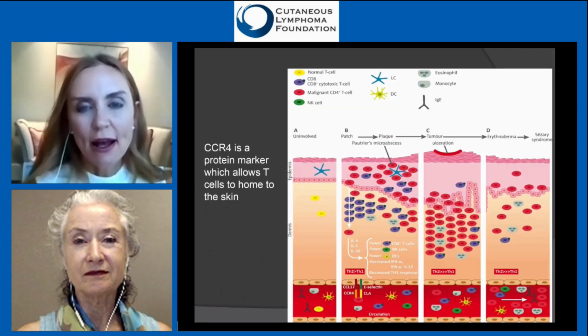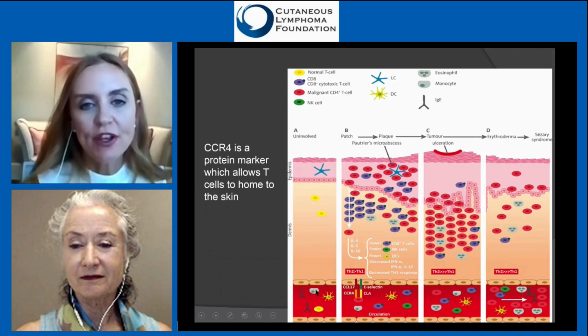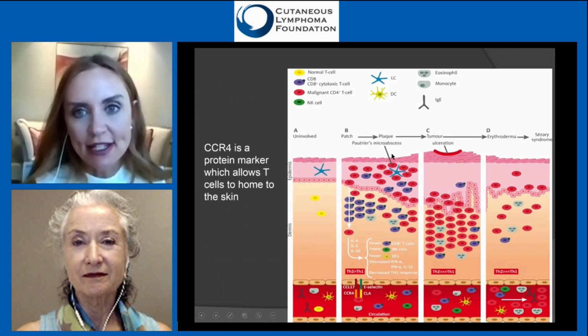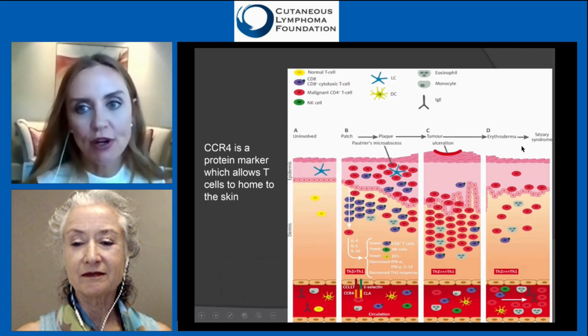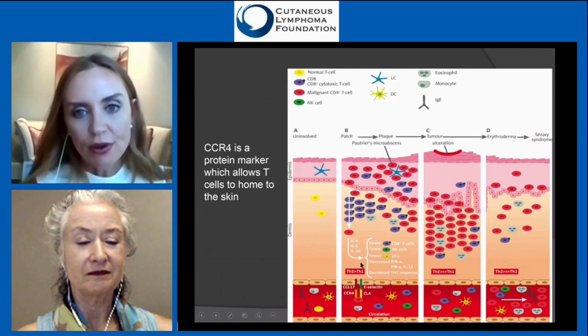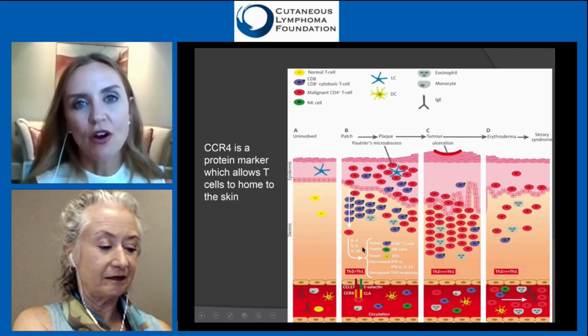So I like this diagram because what we're looking at again here, just to orient you, over here you've got normal skin, here you've got early patch stage disease, progressing to plaques, progressing to tumors, progressing to erythroderma. Down here you've got the blood vessel, this is the skin, and what you see is that CCR4 right here is the molecule that is used to be able to gain entrance into the skin and then cause problems.